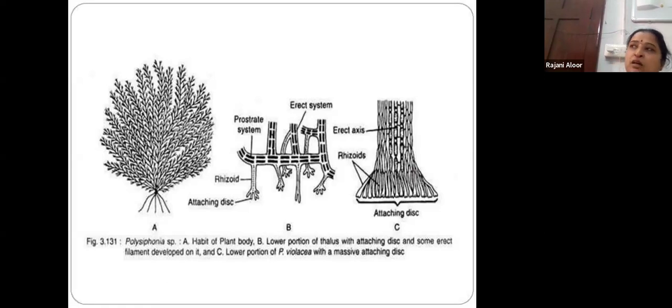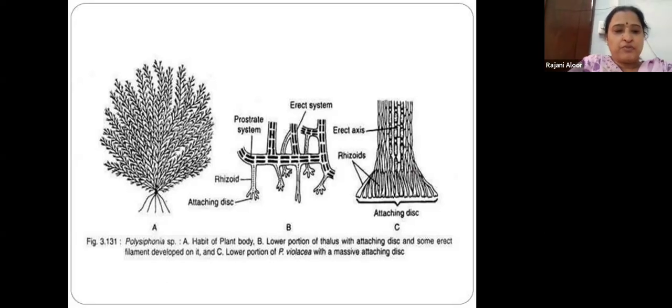In these, the prostrate system and erect system are well developed. But in some species of Polysiphonia the prostrate system is absent. That one is Polysiphonia elongata. In that elongata, the prostrate system is absent and many rhizoids develop from the lowermost cell of the erect system, and by aggregation they form a massive attachment disc.